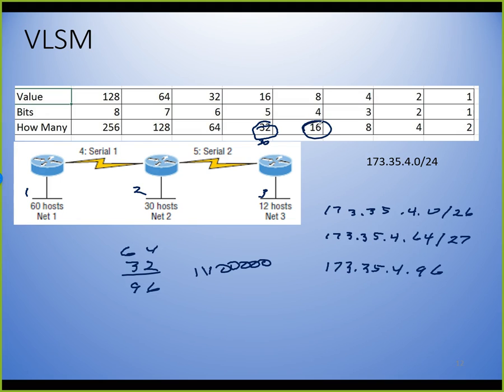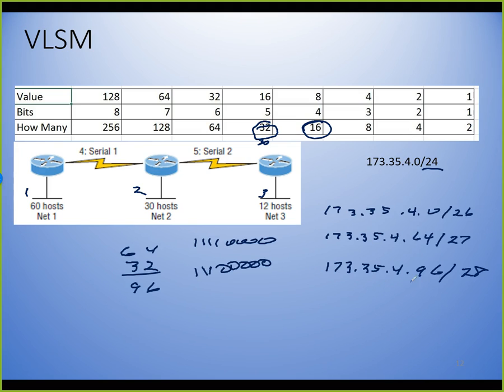12 hosts, we've got to go to 16, 4 bits. So it's going to be 4 of each. When we add 4 to the original subnet mask, we're going to have a /28. So we have done a variable length subnet mask. Each of the networks got a different number of hosts on it, but we still haven't used all of our addresses. We've got a lot of addresses that we could use.